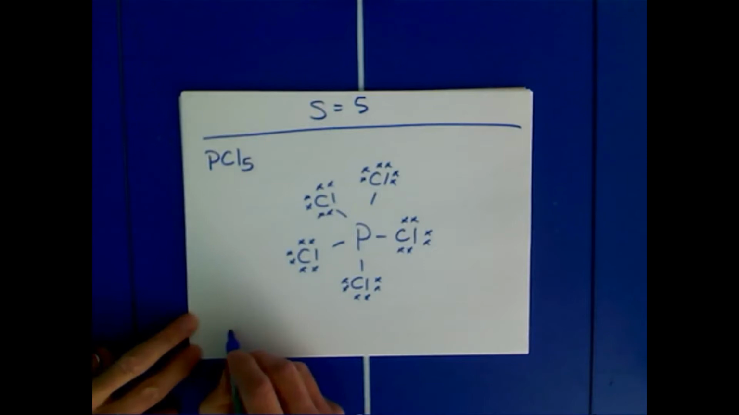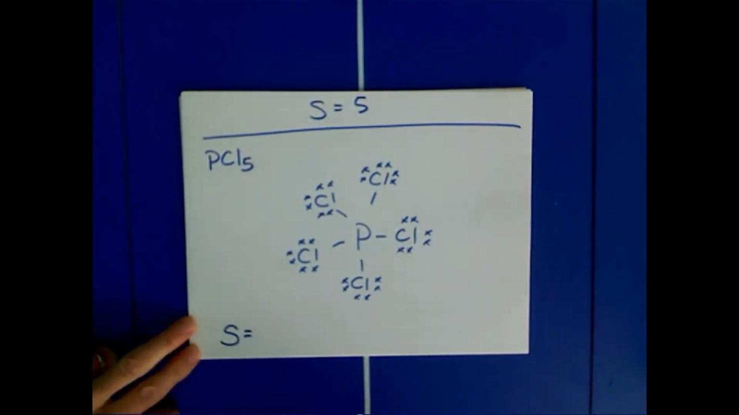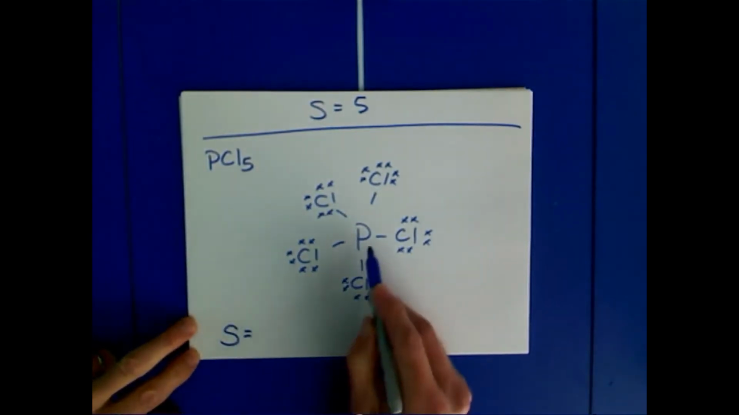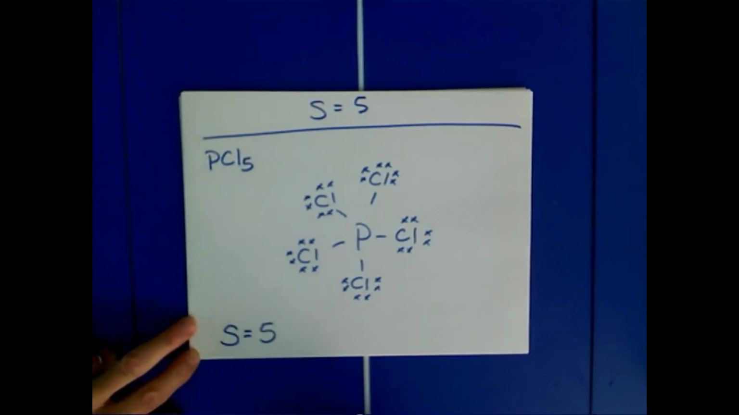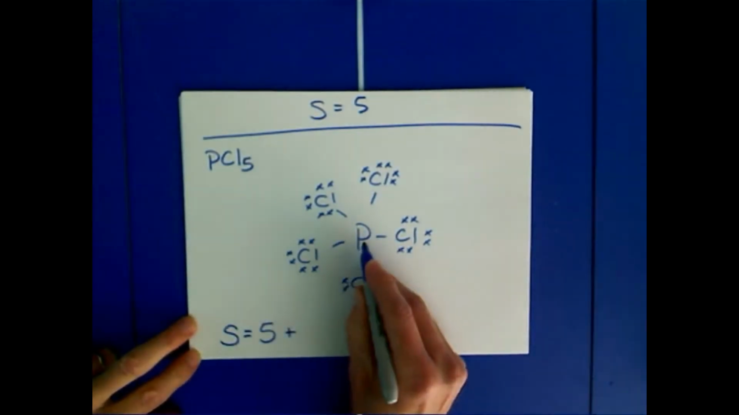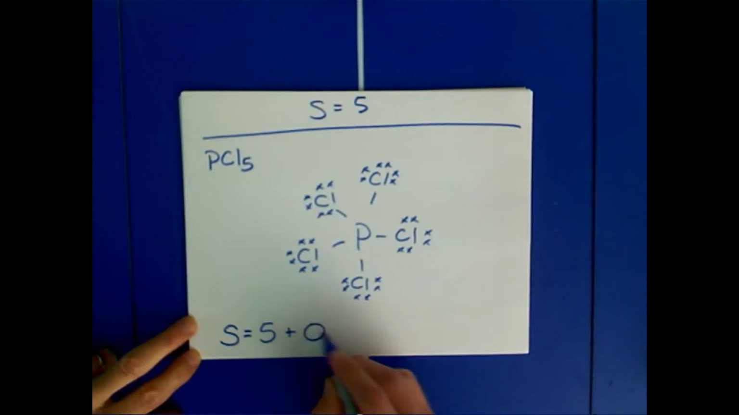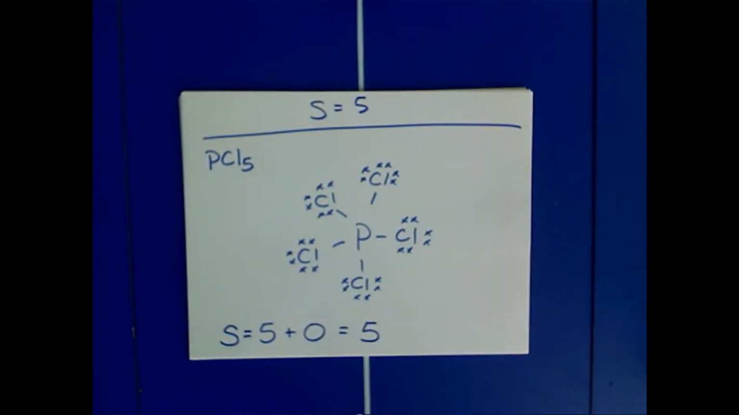In this case, if we're going to calculate the steric number, we're going to take the number of atoms attached to our central phosphorus, which is 5. We'll add to that the number of lone pairs on the central phosphorus, which is 0. And we get, of course, a steric number of 5 when we take the sum of those two.